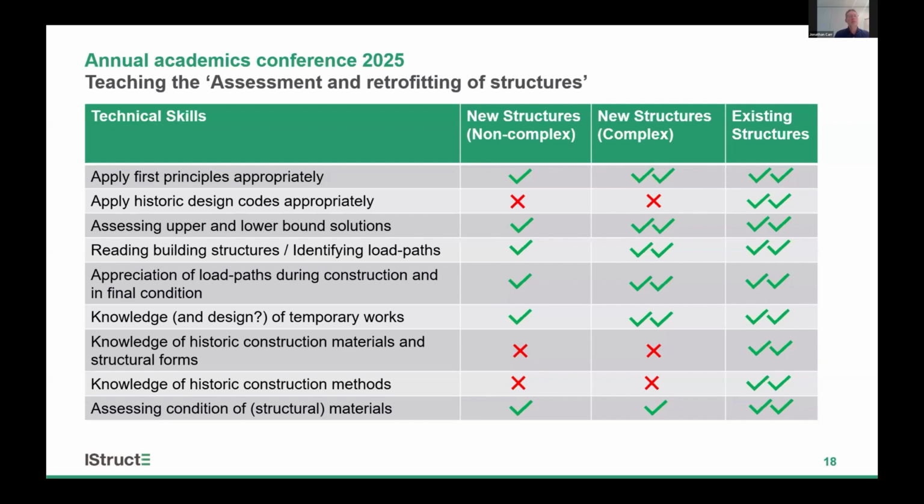And of course, there are some areas of knowledge and technical skills that are unique to existing structures, for example, historic design guides and rules, knowledge of historic construction materials, structural forms, and construction methods are clearly unique. And those are things that you would need to focus on in a reuse module.